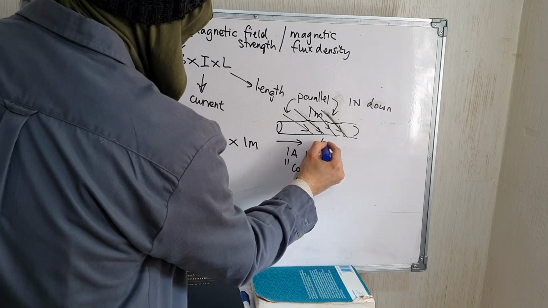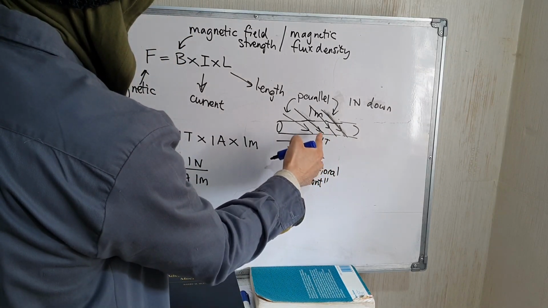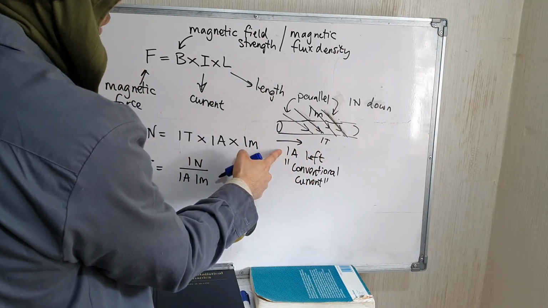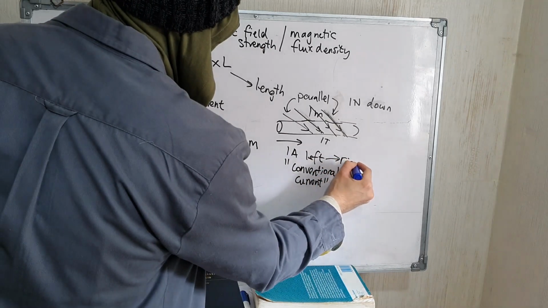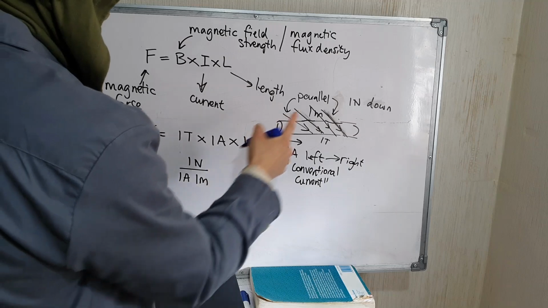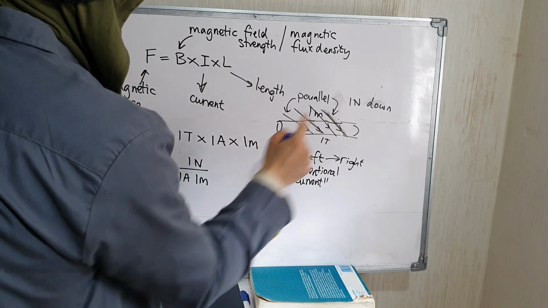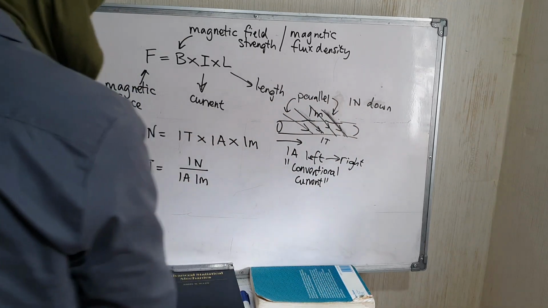And this is 1 Tesla, okay? So the magnetic field lines are of 1 Tesla. The current is 1 amp going to the right, so left to right. And it's conventional current. The length is 1 meter, and it would experience a force of 1 Newton downwards.